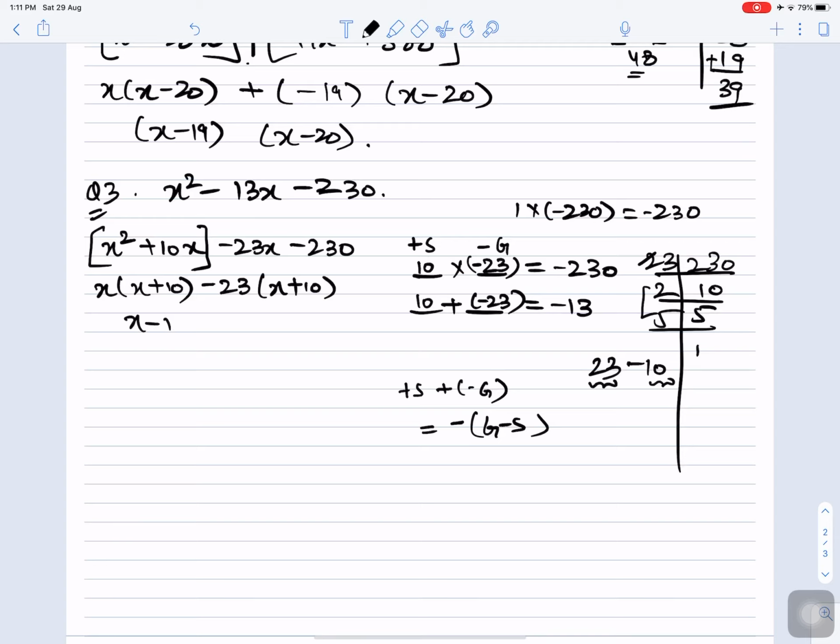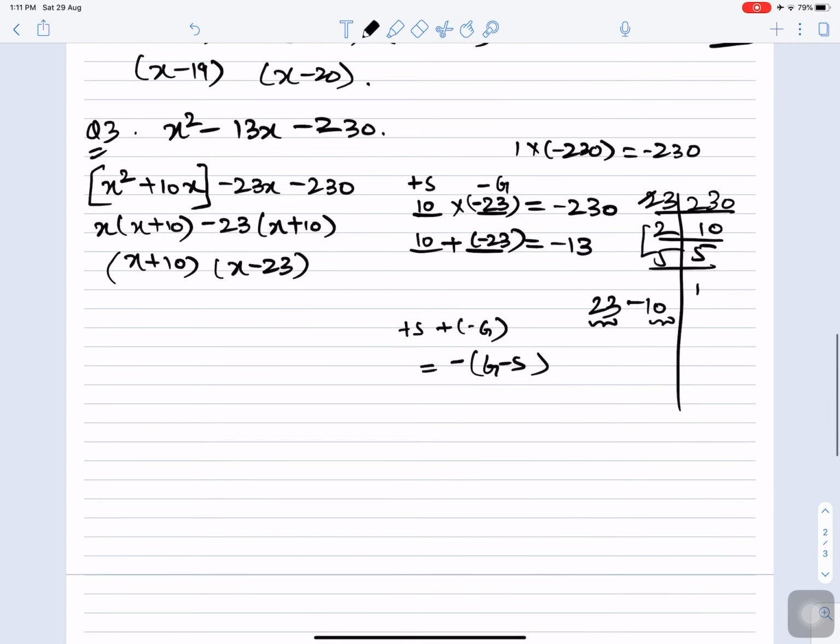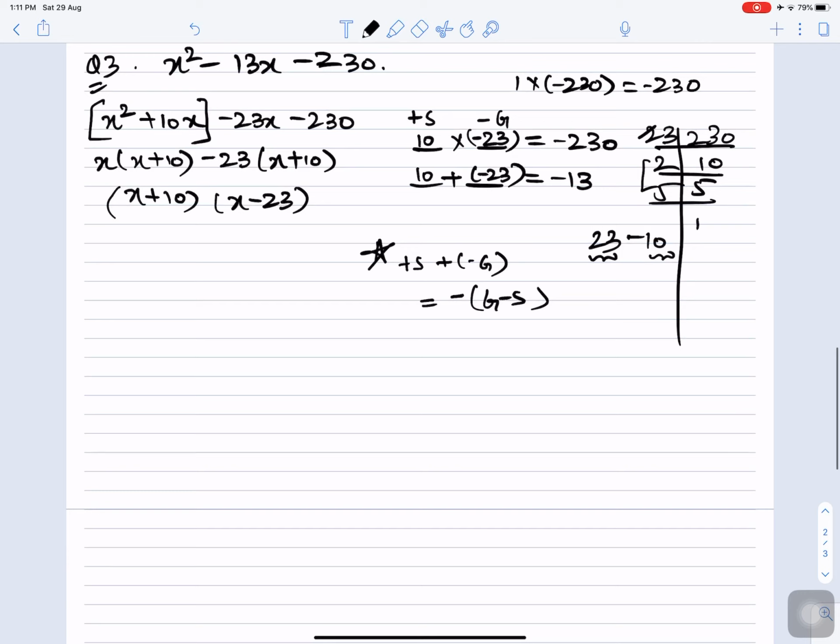So the answer is x plus 10, x minus 23. That's how you will solve. This is the important concept that you have to understand. If you understand this integer funda before doing factorization, I think you will be more clear with the concept. Okay, now question 4.